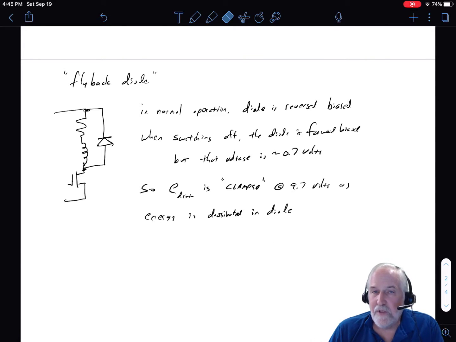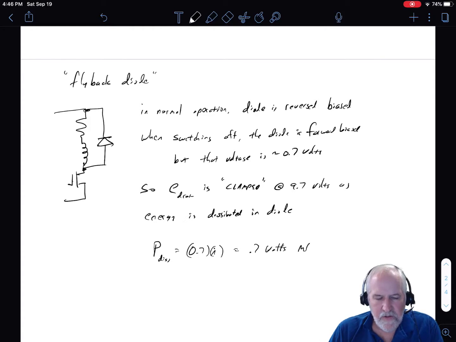And that's what we'll have to do in class when we hook up any kind of inductive load. Always make sure you put a diode in there. And the actual diode doesn't matter very much. There are very simple ones, they call them switching diodes, small signal diodes, that work fine. You don't really have to dissipate an awful lot of energy here.